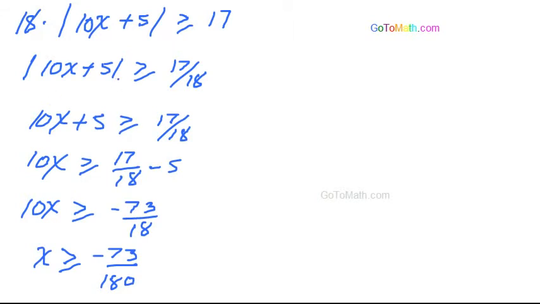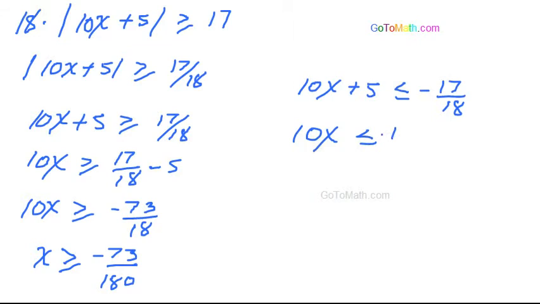Okay, so now let's look at this part here. We're going to rewrite 10x plus 5, dropping the absolute value bars, flipping the inequality, and making this negative. Alright, so we'll go ahead and take that 5 to the other side.